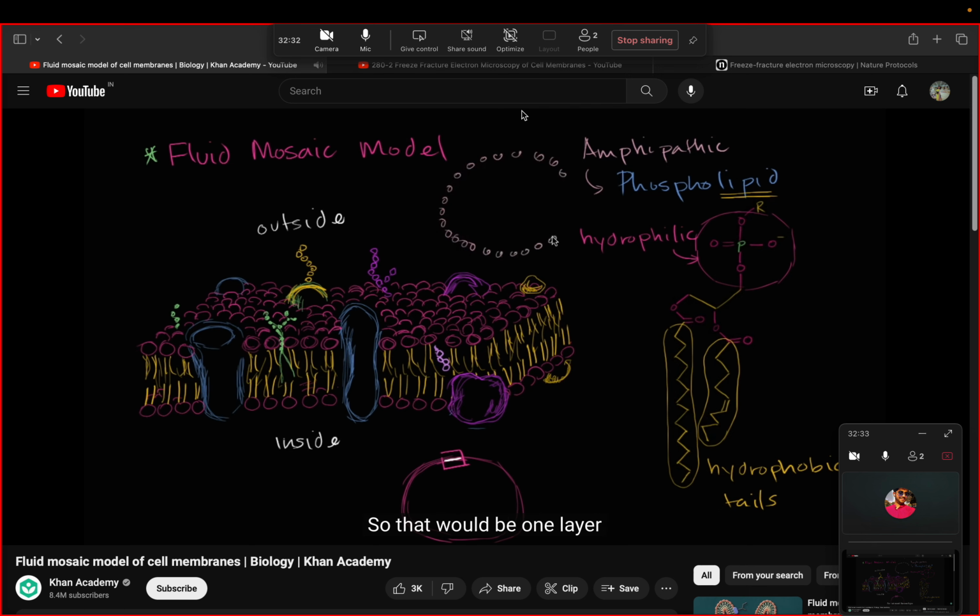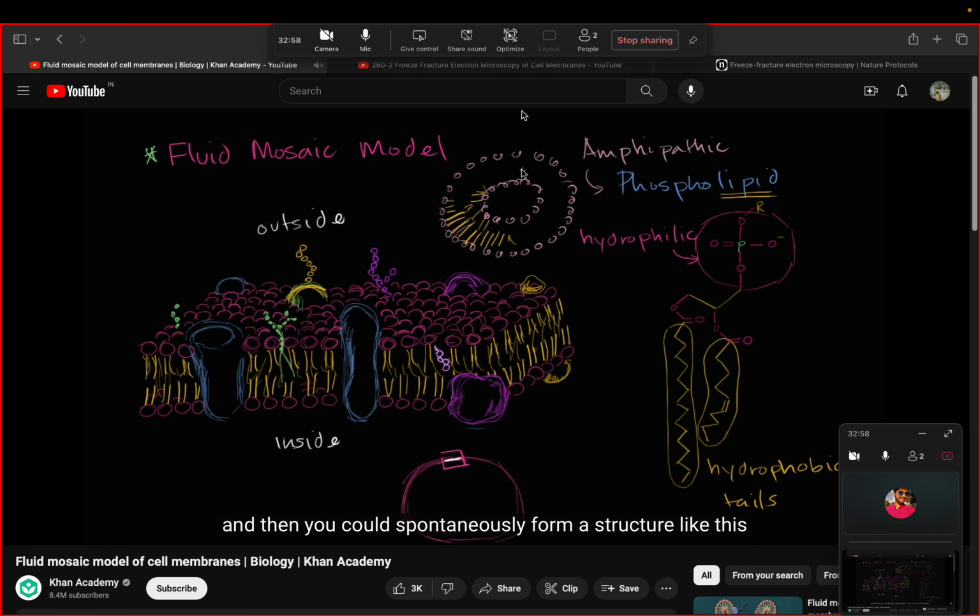So that would be one layer of the phosphate heads facing the outside. This is the inner layer. And I'm doing a cross section right over here. And then you have your hydrophobic tails. So your hydrophobic tails, let me do that in a different color. I think you get the picture. We have a bunch of hydrophobic tails on either end.